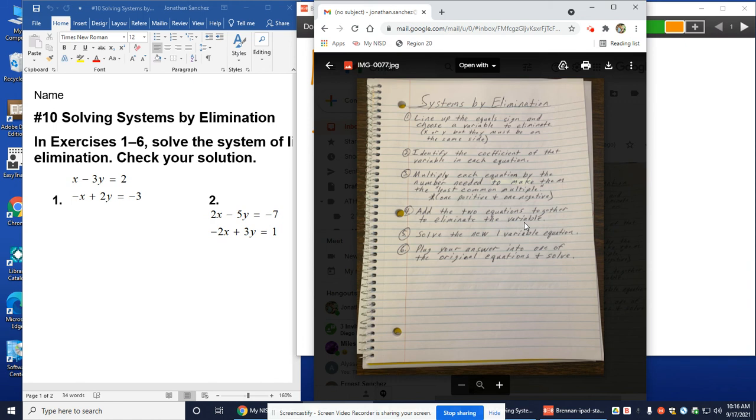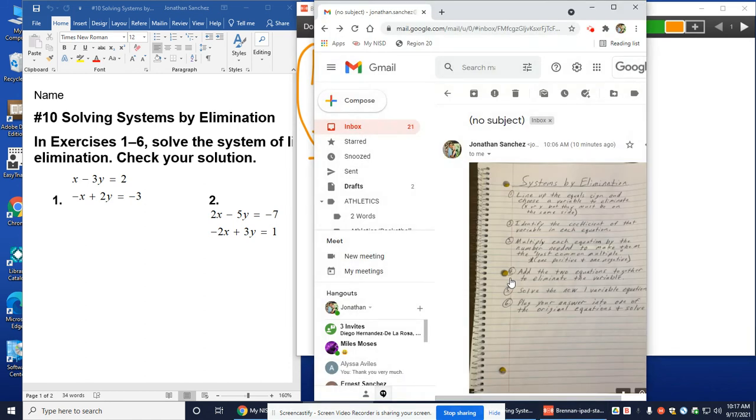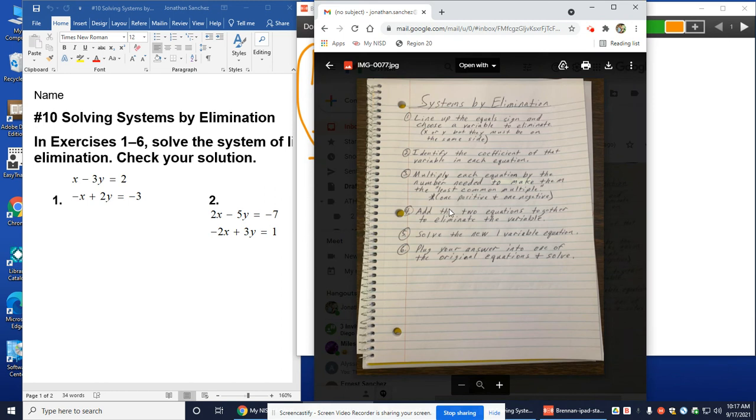Then we're going to add the two equations together to eliminate the variable, right? How do we add the two equations? You add things that are able to be added, right? So if I look at this, I have 1x minus x is 0. That goes away. Negative 3y plus 2y is negative 1y. The equal sign comes straight down. The 2 minus 3 is negative 1. Okay?